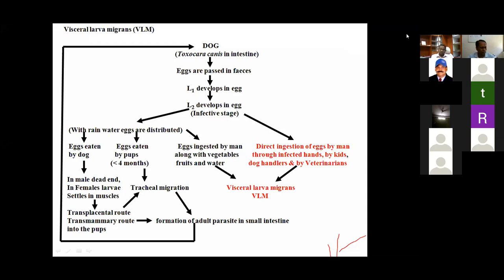However, in the initial transmammary route, L3 larvae are passed, and these L3 are taken by the pups. So generally, you might have seen that pups die very soon, at the age of around 10 days, because by that time they have not taken anything from the outside. But still, when you do a postmortem, you'll find a large number of Toxocara canis in their gut, blocking it. So these pups are to be dewormed at an early age because they get the infection either through the transplacental route or the transmammary route. Remember that once the female is infected and the larva settles in the muscles, it will infect the pups inside her for many generations.